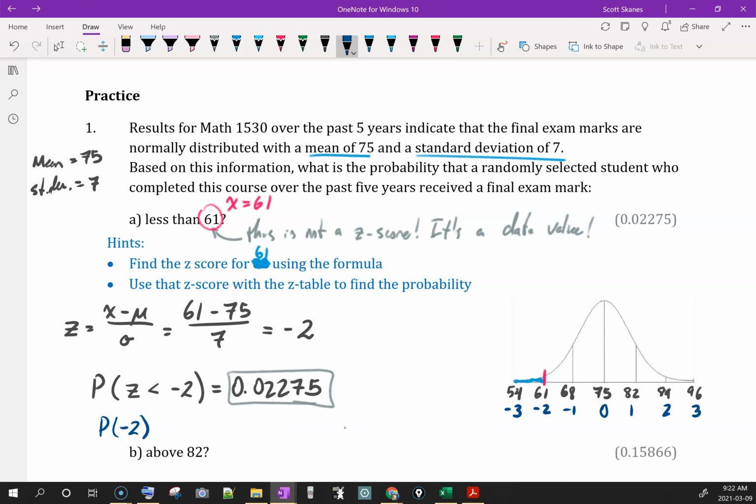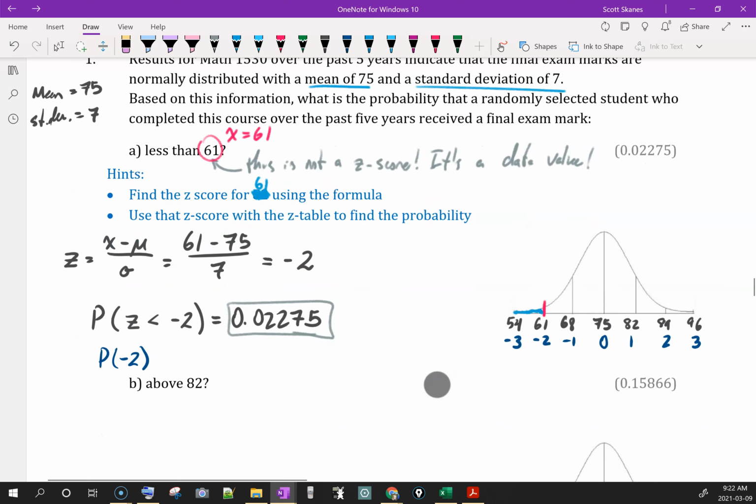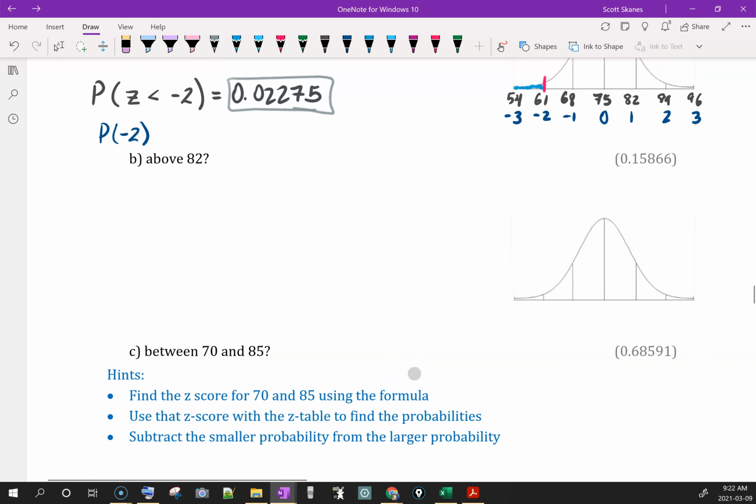Basically, the probability, or the area of the curve, up to a z value of -2, which is just this. I feel like that's the clearest way to do it. There's all sorts of different ways to write this down, but I feel personally that that's the better way to do it. Okay. So above 82 is done in almost the exact same way. We just need to take it away from 1.